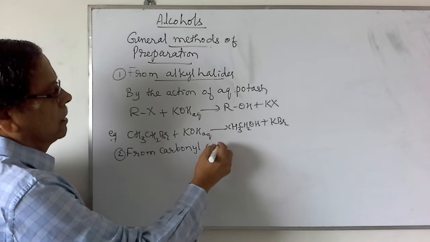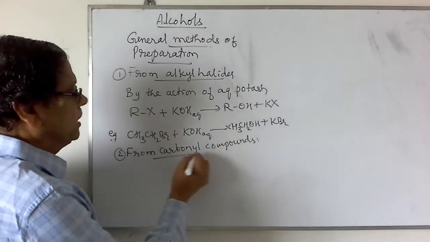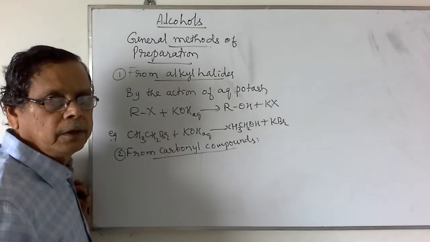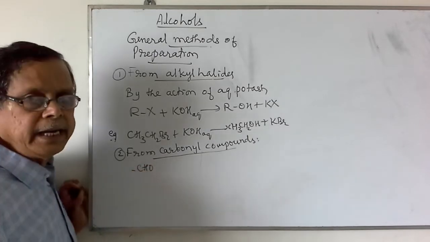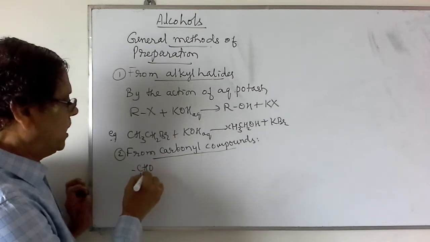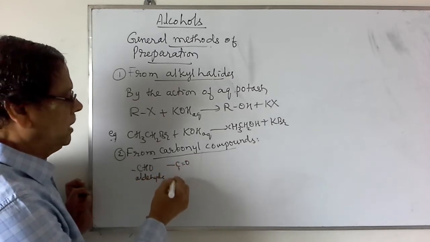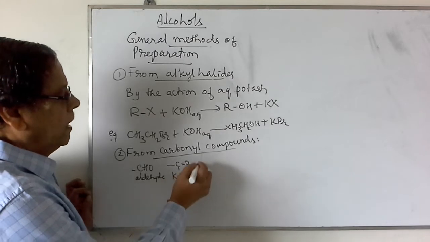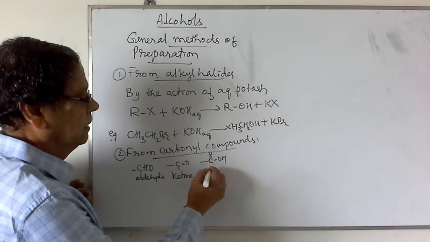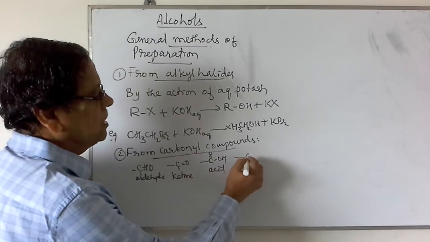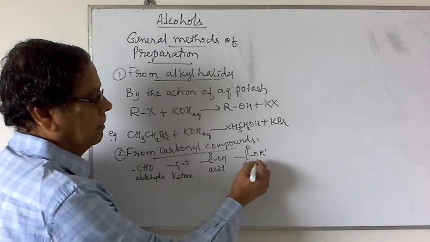Carbonyl compounds. These are the compounds which contain C double bond O as a functional group. For example, a compound with a CHO group is called an aldehyde. So we can take an aldehyde as a starting compound. Or we can take this C double bond O, that is a ketone. Or C double bond O, OH, that is an acid. Or C double bond O, OR', that is called an ester.